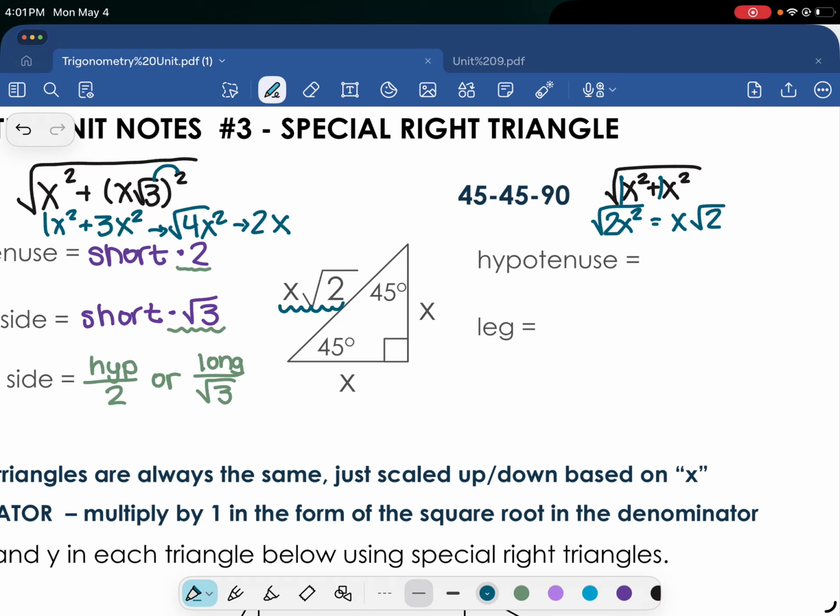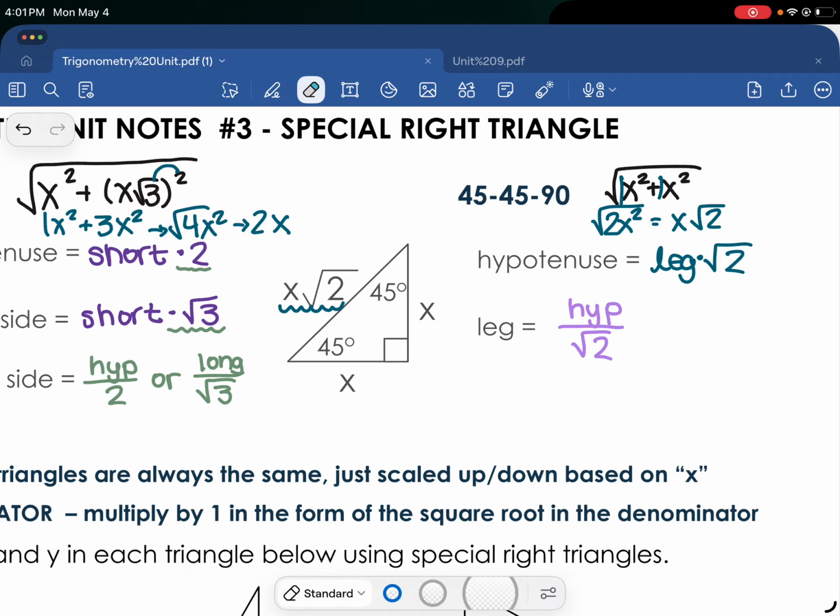So the hypotenuse is going to be the leg times the square root of 2. Now, if I wanted to reverse that and get the leg by itself, I would divide by the square root of 2, so it is the hypotenuse divided by the square root of 2. That's it. The nice thing about the 45-45-90 is that both side lengths are the same, so once you have one, you have the other leg as well.